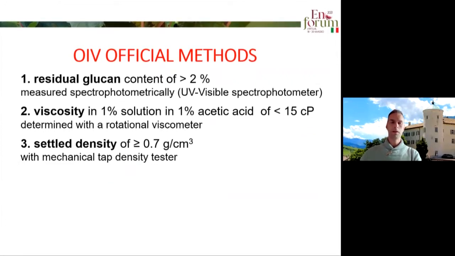The methods entail three different ways to identify the fungal origin of chitosan. The residual glucan has to be in excess of 2%, and this is measured spectrophotometrically. Then viscosity is used, for a 1% solution in 1% acetic acid, less than 15 cP, and settled density must exceed 0.7 grams per cubic centimeter.